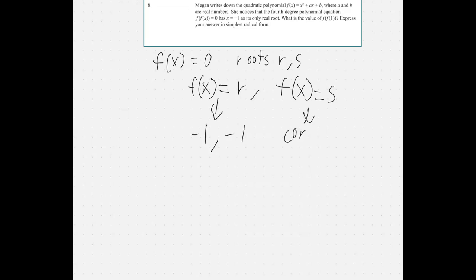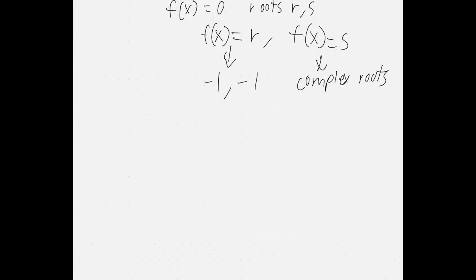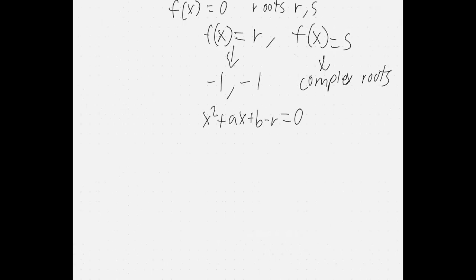So f of x equals r, that's x squared plus ax plus b minus r. And if the roots are x minus 1, then it's going to be x minus 1 whole squared, or rather x plus 1 whole squared. So that's x squared plus 2x plus 1. So now you know that a is 2 and b minus r is 1.